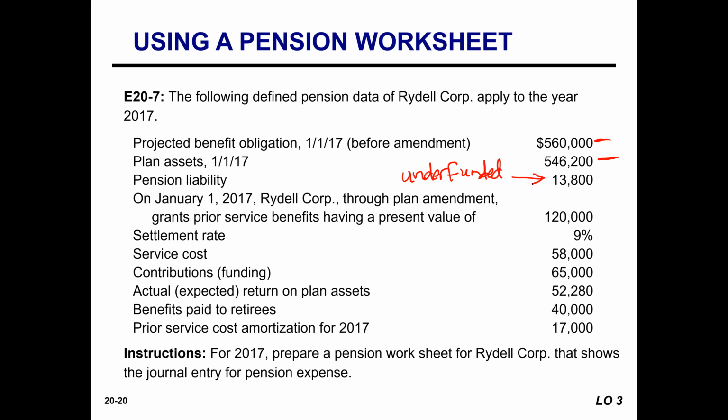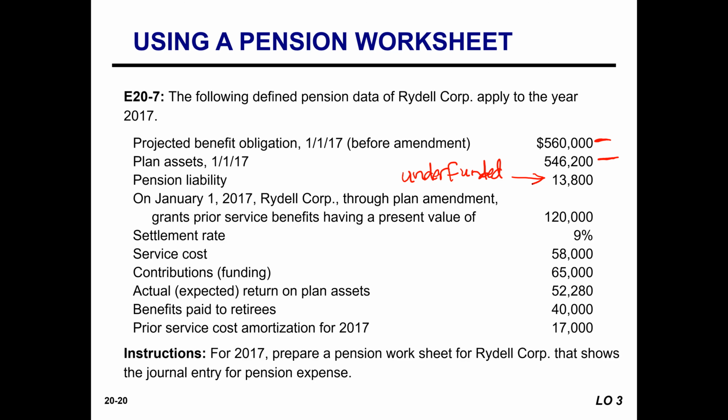Contributions or funding to the plan is 65,000. Actual expected return on plan assets, 52,280. Benefits paid to retirees, 40,000. And then prior service cost amortization for 2017, 17,000. So, instructions for 2017: prepare a pension worksheet for Rydell Corp.